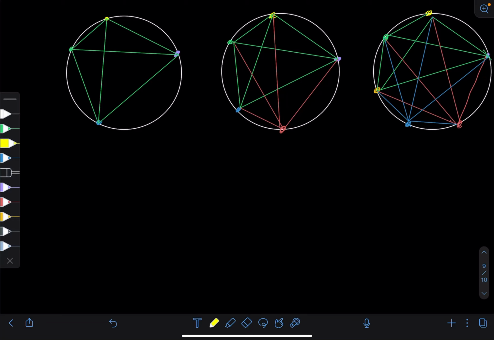So the question is the following: you have been given some n points on a circle, and every point is connected to each other by a chord, as you can see here, and you basically have to find the number of intersections that there are going to be. So when n is 4, we can see that the number of intersections is just 1.